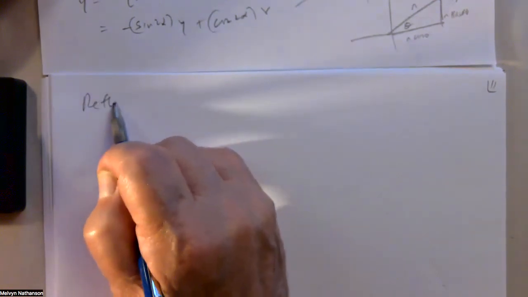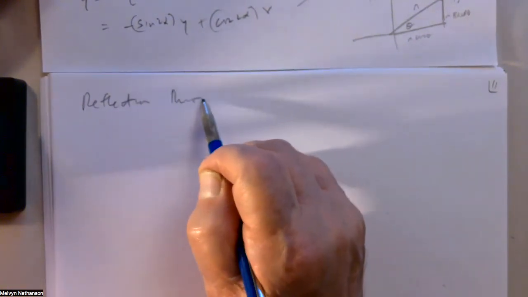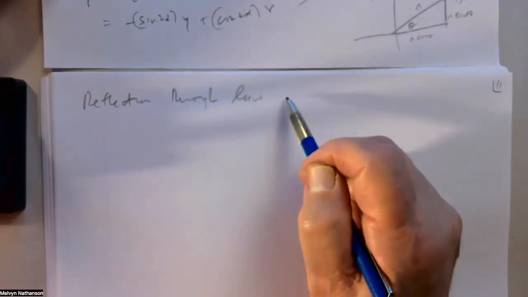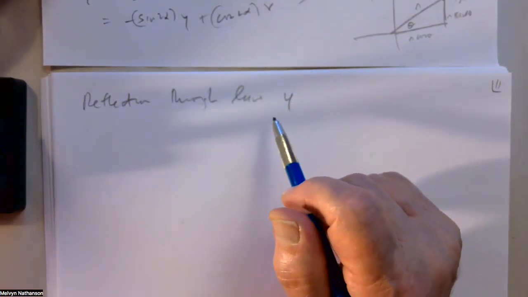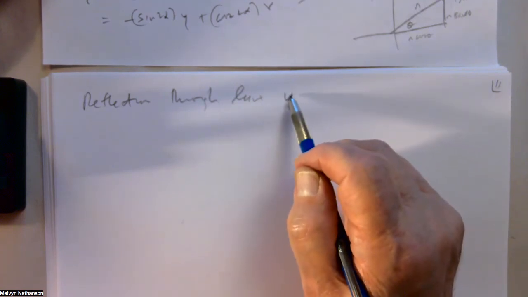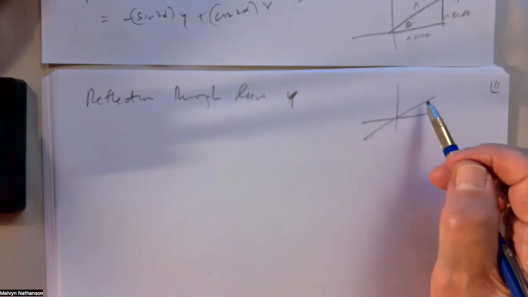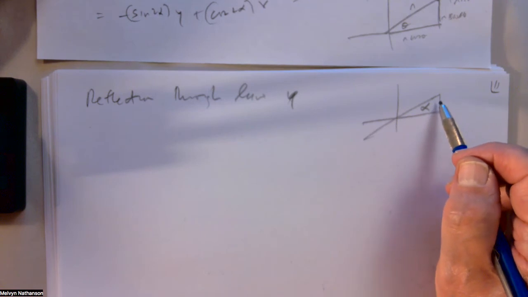So for reflection through the line y, well, you have the line which makes an angle alpha with respect to the positive x-axis. The slope of this line is this over this. That's the tangent of alpha. So it's y equals tangent alpha x. That's the equation of the line. It's the line that makes an angle alpha with respect to the positive x-axis.